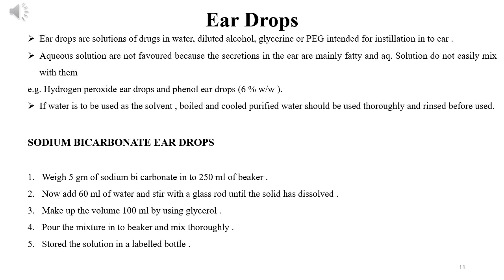Next point is eardrops, which are based on a monophasic system. Eardrops are solutions of a drug in water, diluted alcohol, glycerin or polyethylene glycol, intended for instillation into the ear, meaning they are used for application in the cavity of the ear. That's why it's called instillation into the ear.